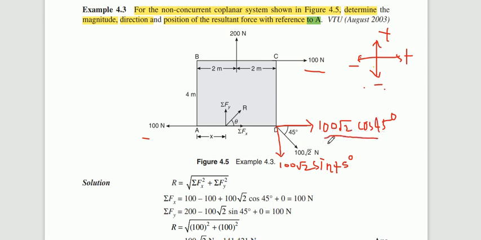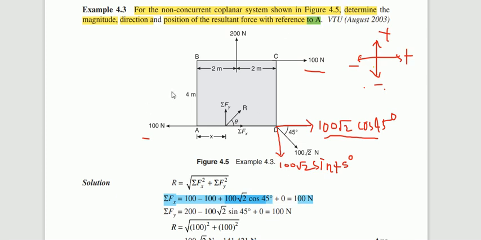Again, which direction, positive or negative? Positive direction. It is in the positive direction, so you have to consider it as positive. Summation of Fx: 100, another 100 in the negative direction, and another force, that is 100 root 2 cos 45. By simplifying, you will get the summation of Fx.